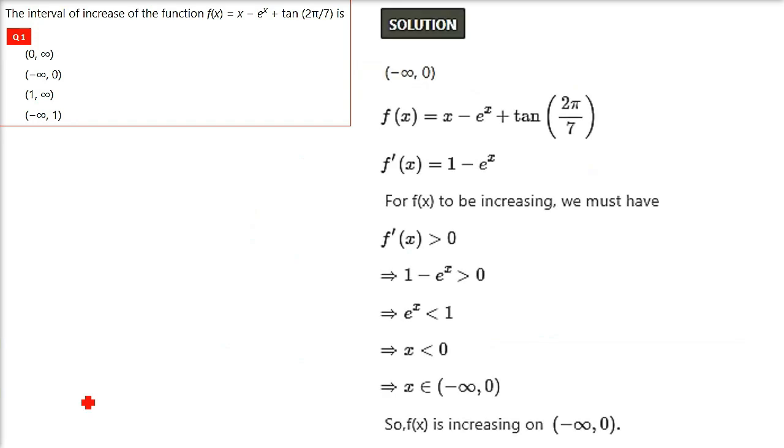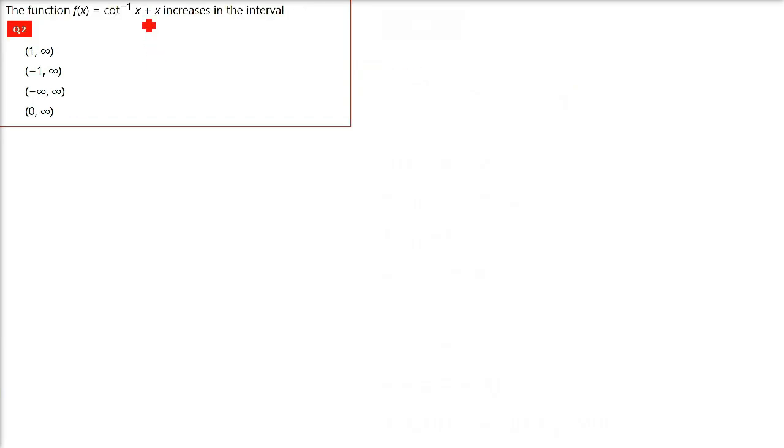Now let us see how you are going to write it, because writing is very important. It's a very straightforward question. The function f(x) is equal to cot inverse x plus x increases in the interval. In which interval is it increasing? First thing is f dash x greater than 0. That is what we do normally. If it is decreasing, we just make it less than 0.